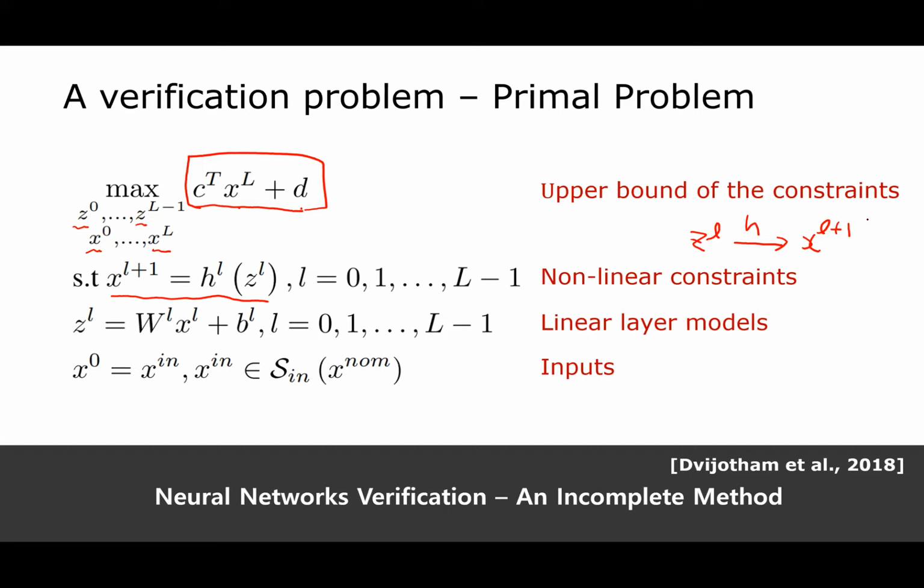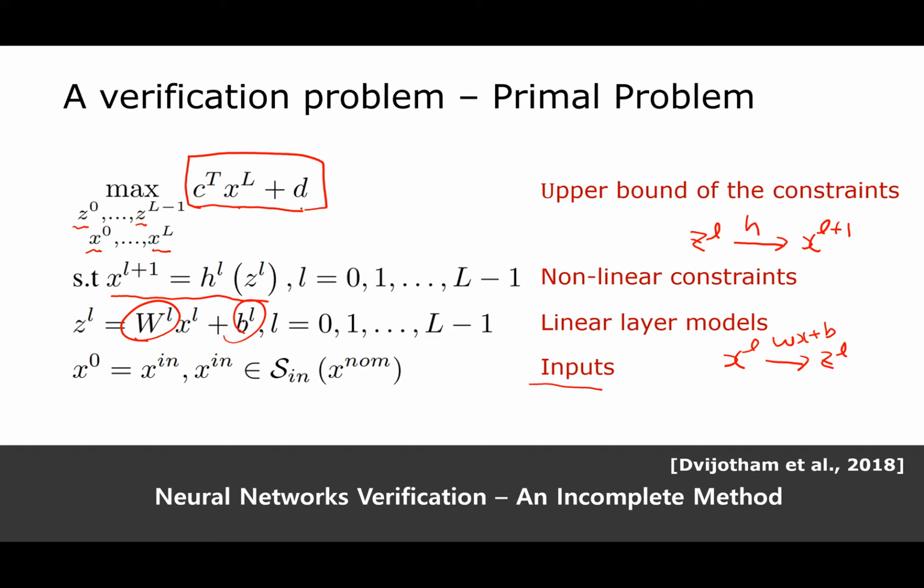And we also have a linear layer model, so from X to Z we have W X plus B, right? And this is the constraint for the input, right? So this is a primal optimization problem. We find the maximum value subject to constraints over Z_0 to Z_L, with many nodes inside X_0 to X_L. Each X and Z pair has a nonlinear constraint, and each Z and X pair has a linear layer model. We already assume that W and B are given, right? So given the linear model is satisfied, we have the constraints.